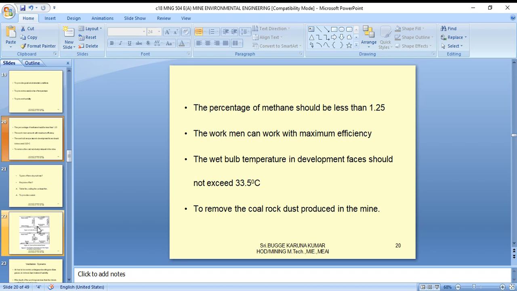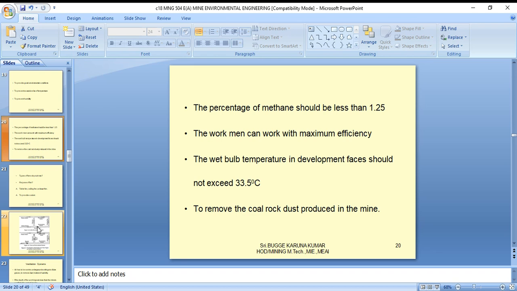Other activity also accelerates human discomfort. A person in fresh air is different; a person in an uncomfortable condition is more prone to accidents, which leads to more impact. Also, the coal and rock dust produced in the mine must be removed; this is a general phenomenon. So these are very important. The percentage of methane should be less than 1.25.